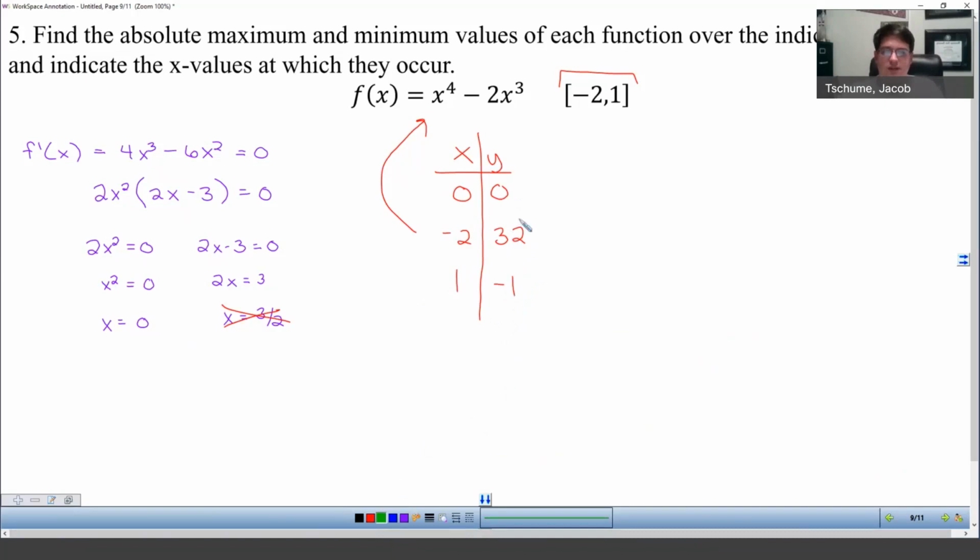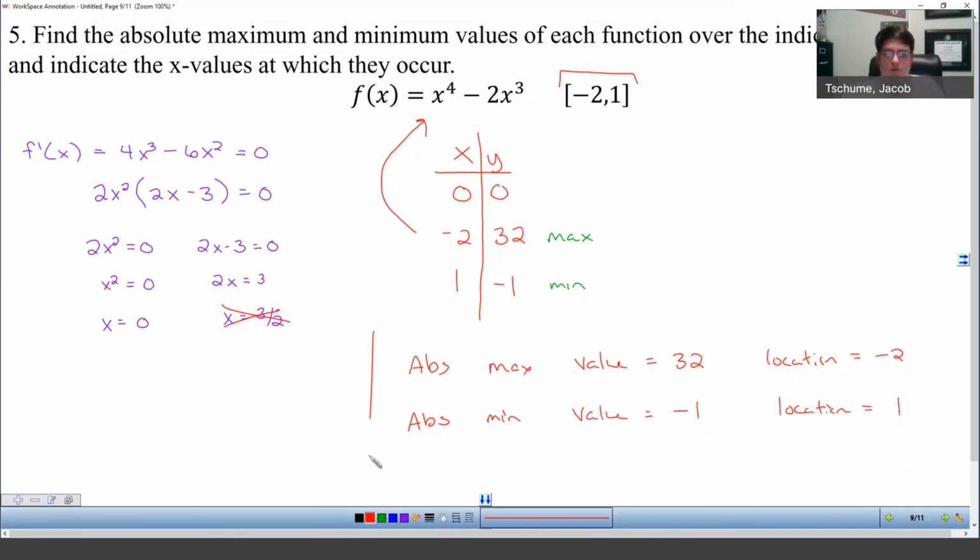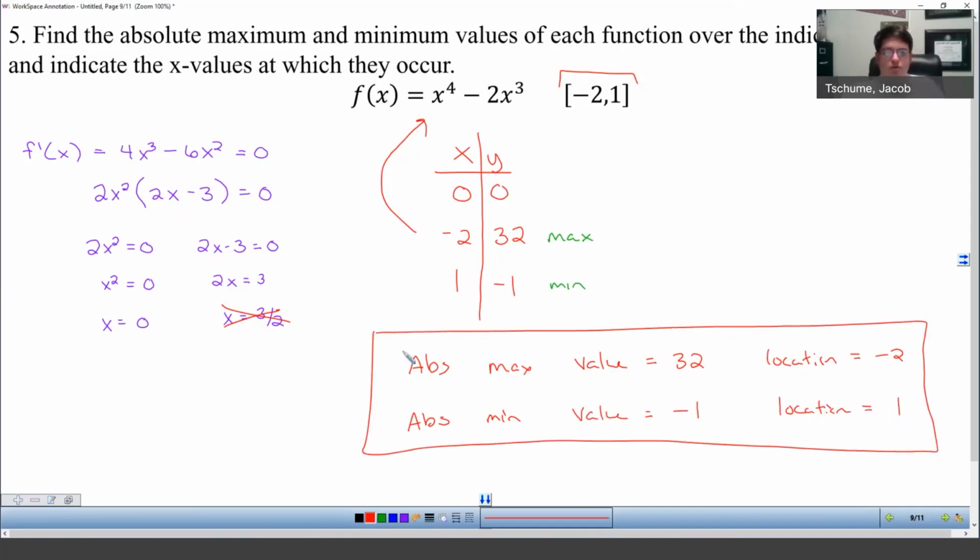Looking at those values, the largest value is the 32, which will be your maximum, and -1 is your smallest, so that will be your minimum. So when I answer my same questions again, you will have an absolute maximum value equal to 32 with a location equal to -2, and then you will have an absolute minimum value equal to -1 at a location equal to +1. And there is your absolute max and min.